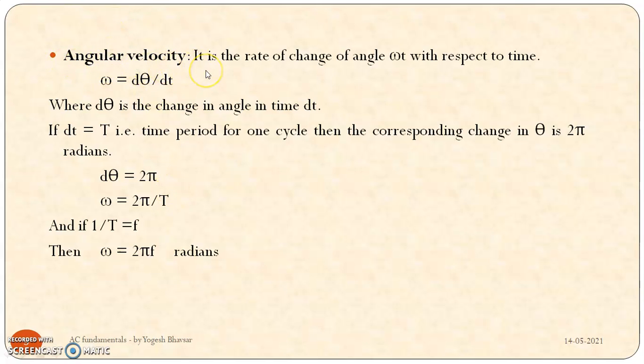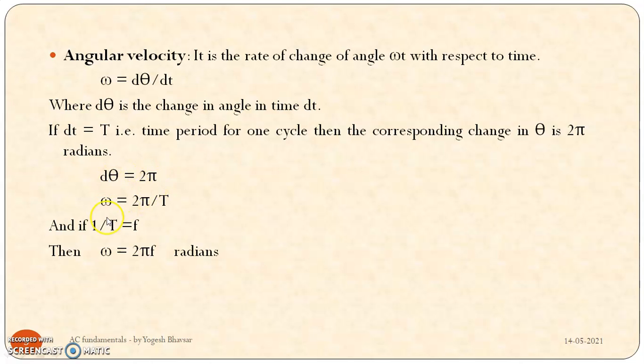Next is the angular velocity. It is the rate of change of angle, omega t, with respect to time. So omega is equal to d theta by dt, where d theta is the change in angle in time dt as per this definition. If we consider dt equal to T, that is the time period for one cycle, then the corresponding change in theta is 2 pi. So for one cycle, the time period is T and the change in the angle is 2 pi.